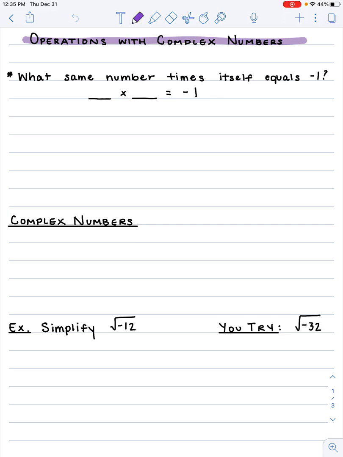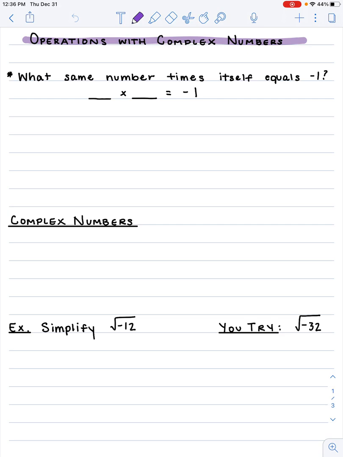So the first question I want to ask you is what same number times itself, so something times the exact same thing, like 2 times 2, equals -1. I want you to take a second and think, what number times itself will equal -1? You're probably thinking, well, 1 times 1 gives you +1. -1 times -1 gives you +1. So it's not a number itself that multiplied by itself will give you -1.